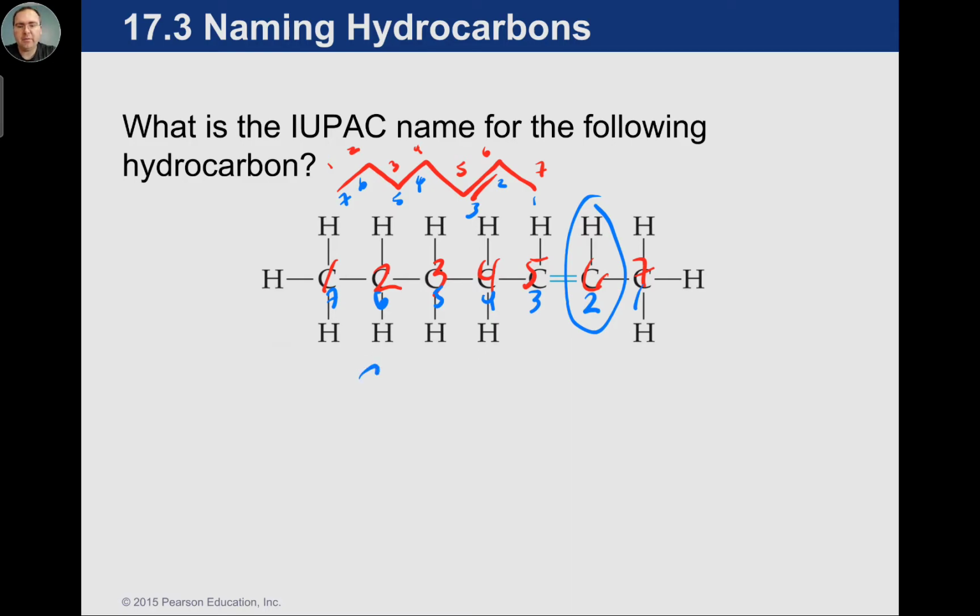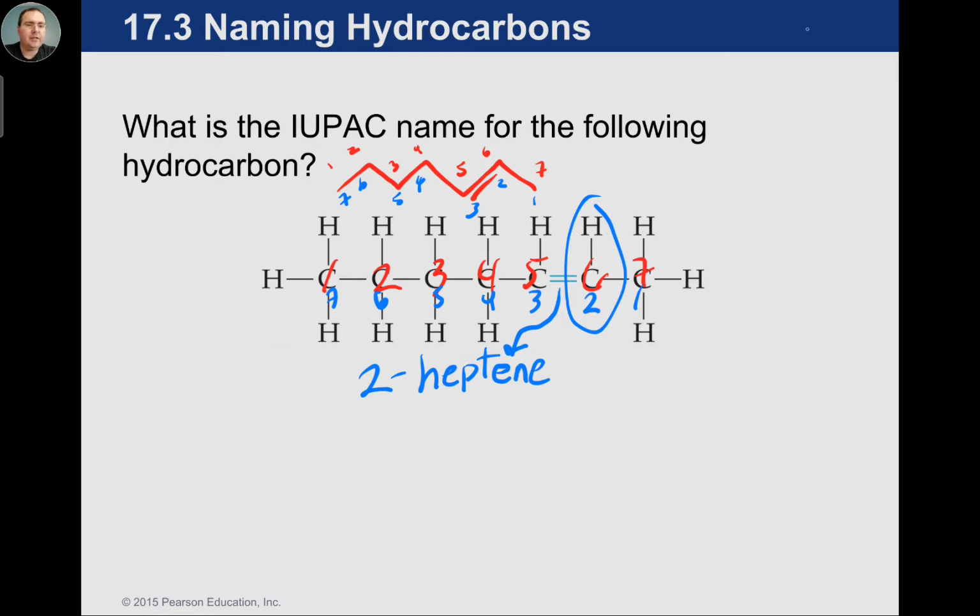So that would give us a name of 2. 2 is the location of the double bond. And then because we have 7, we would use a prefix of hept, like a heptagon. And then when we realize that there's a double bond, this double bond just says use the feature of double bonds, which is the last 3 letters, and that's ene. So 2-heptene in this case.